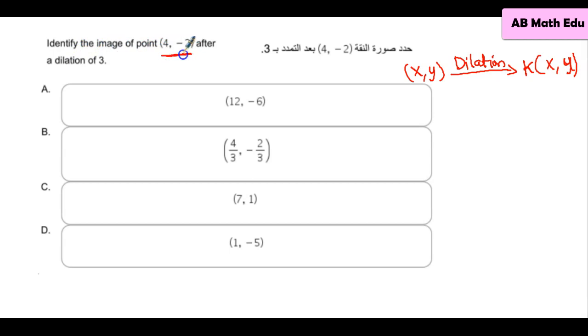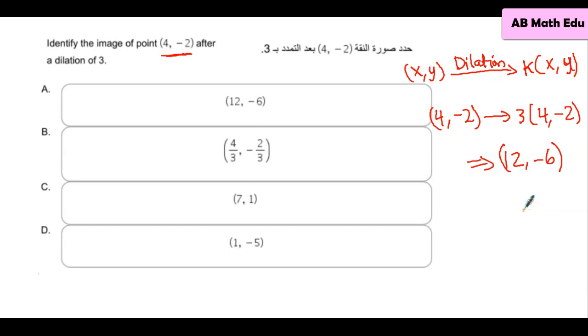So this is the pre-image. You have a point (4, -2), and it's going through this dilation of 3. So what will be the image? It's just a factor, so it's multiplying. So this implies that it's going to be 3 times 4, which is 12, and then 3 times -2, which is -6, and that is going to be our image, which is A.